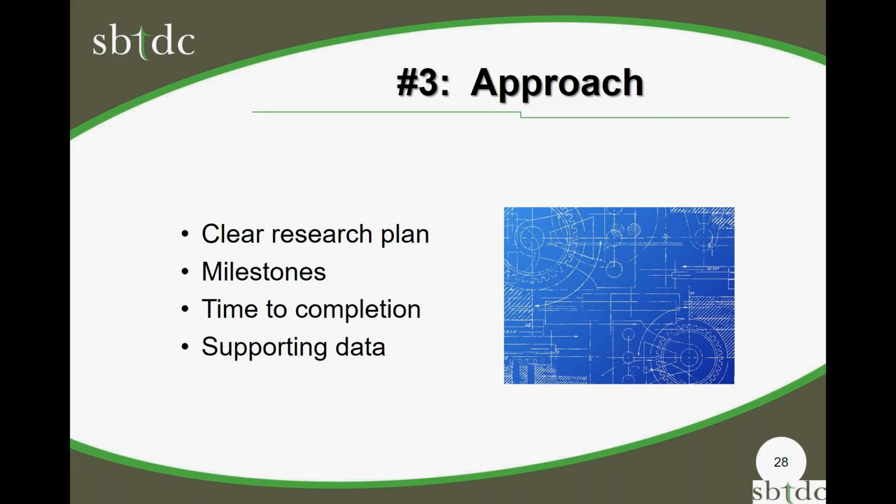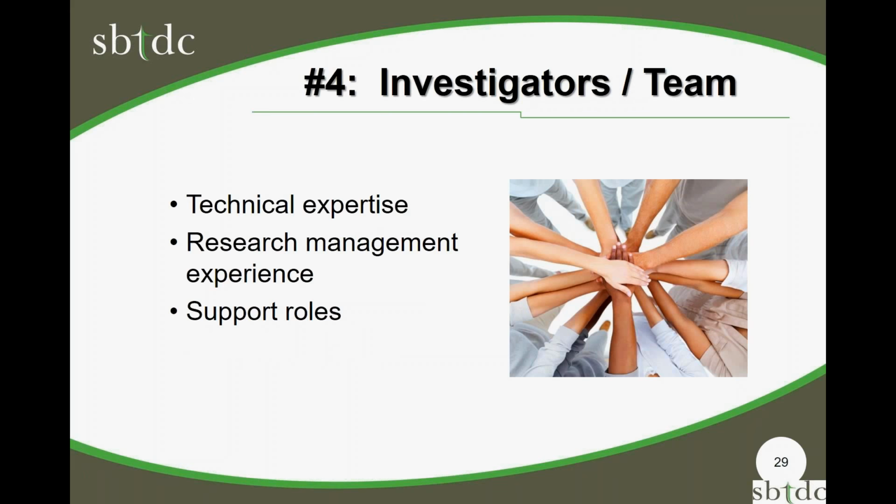So the approach is kind of the what is the work that you're going to be doing, and have you clearly identified what are those steps and what are the outcomes. The fourth criteria is who are the investigators and who are the team members that you've put together to carry out that blueprint. Those investigators and team members, especially the principal investigator, must have technical expertise that aligns well with the work that you're conducting in this phase 1.